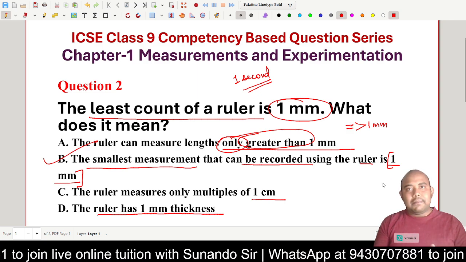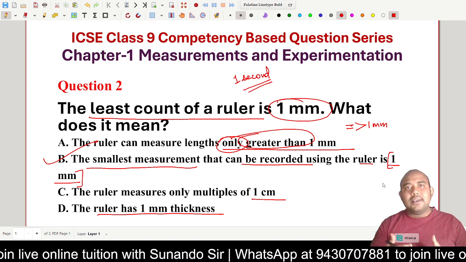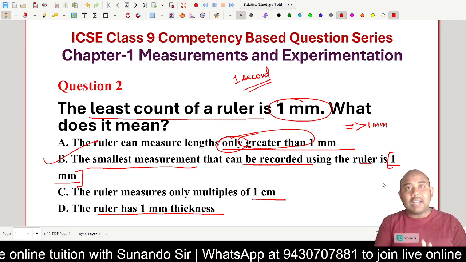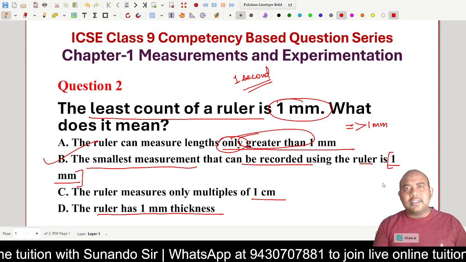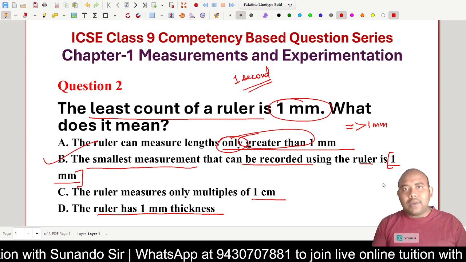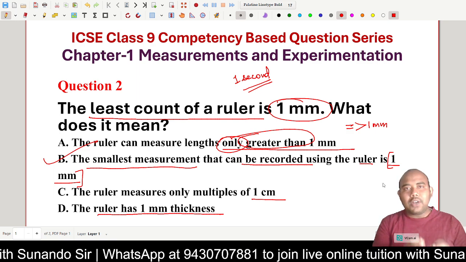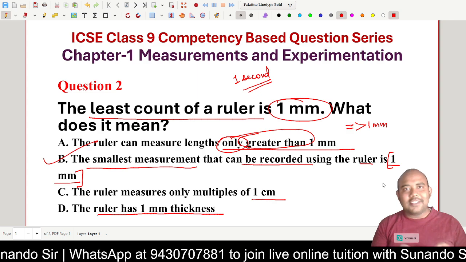So the only correct option is option B, which says the smallest measurement that we can record is 1 mm. We can read 1 mm as the minimum length, and we can definitely read bigger lengths than 1 mm. But the minimum, the smallest measurement, is 1 mm. So option B is correct.